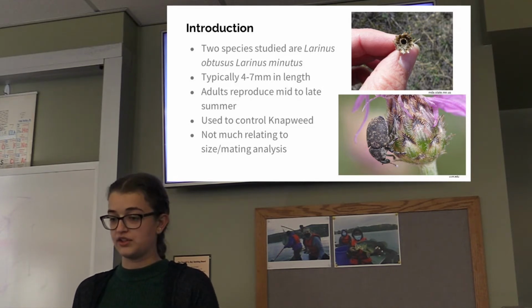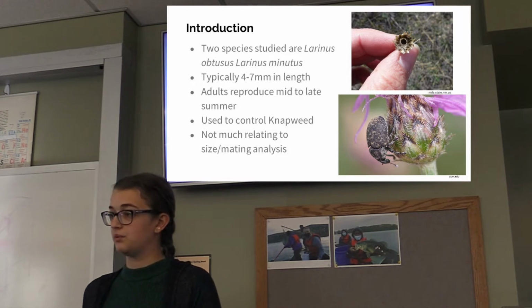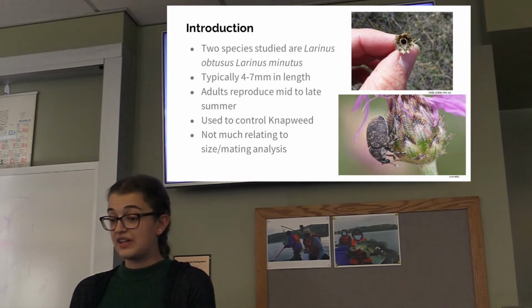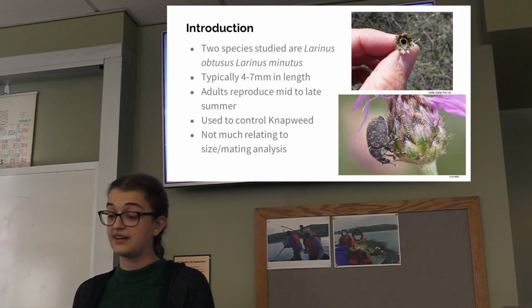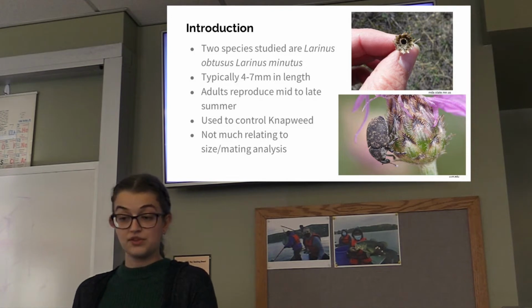That top photo just shows the seed casing with no seeds in it, and that hole is where the larva pupated. There are a lot of studies that talk about these weevils and other species as a biological control method, meaning they feed strictly on the seeds of the plant, and because it's invasive, they're used to control the population and density in certain areas. There's not much in studies about size relating to their mating habits, so that's why I chose to do that.